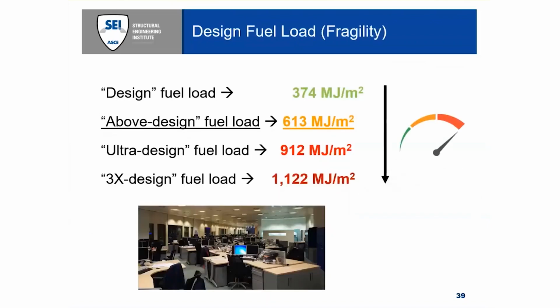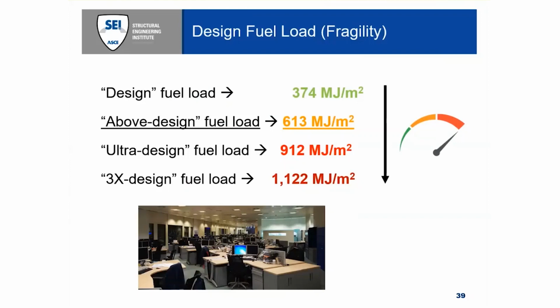So for the fuel load, we first calculated a nominal design value that accounts for all of our relevant risk reduction factors per the Eurocode 1 method. Based on this, we calculated what we termed to be our design fuel load of 374 megajoules per meter squared, so the embryo of potential energy.